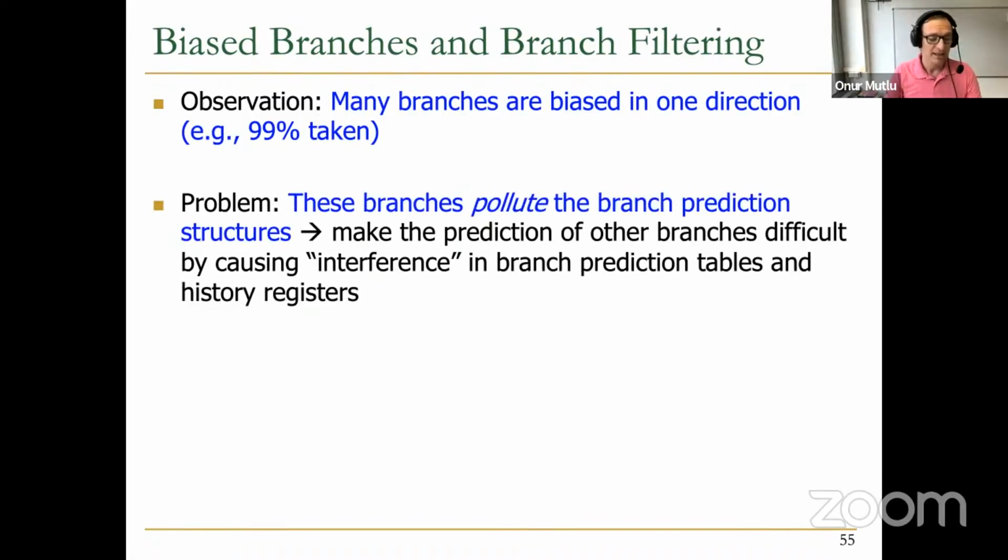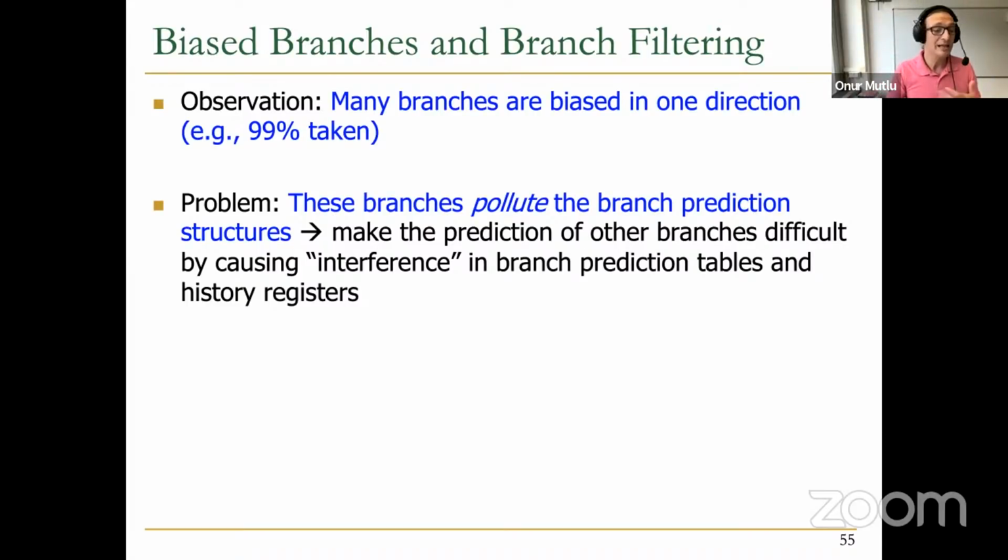The problem is, actually, there's good news and bad news. If you use these biased branches, and if you use a very sophisticated predictor to try to predict them, what they do is they pollute the branch prediction structures, meaning they make the prediction of other, much more difficult to predict branches difficult by updating these counters in ways that these other branches do not like to be updated for better prediction, right? So basically, they cause interference in these branch prediction tables and history registers.